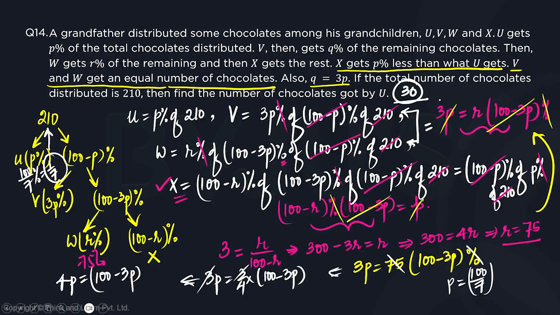Now, because of so many variables and so many relations, this question cannot be solved by assuming a value. This question cannot be solved by doing hit and trial, since we did not have options.